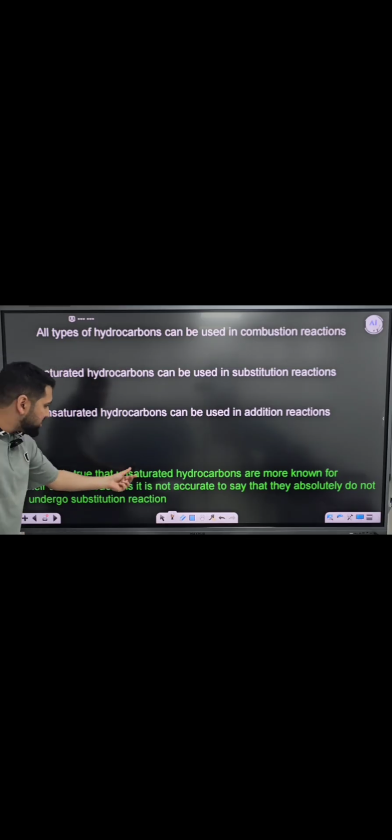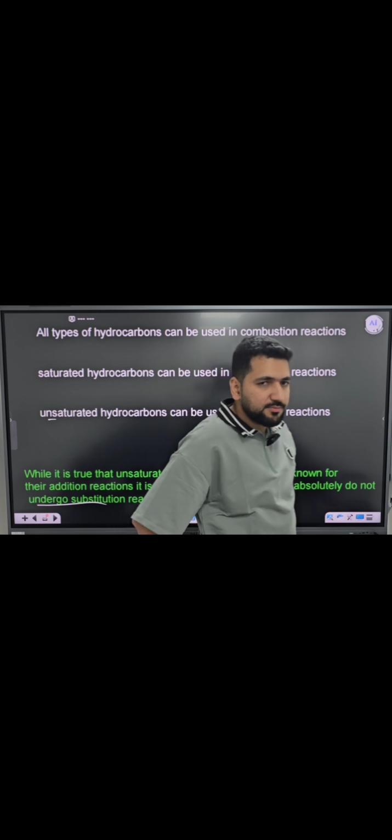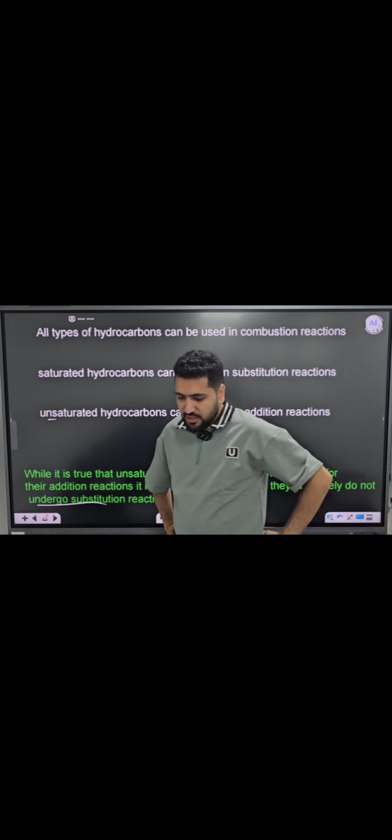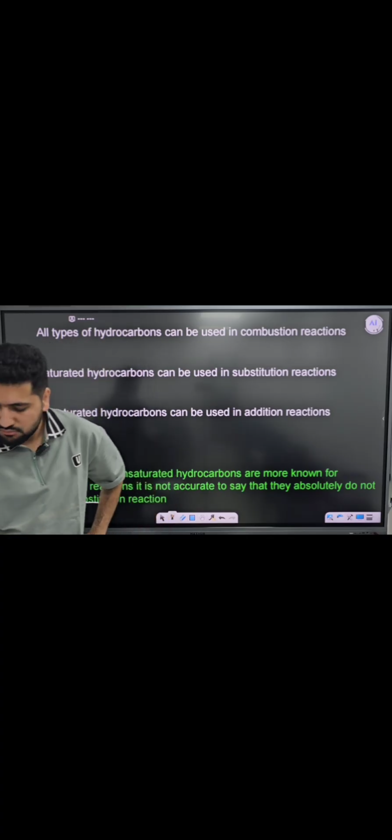Look here, while it's true that unsaturated hydrocarbons are more known for their addition reactions, it's not accurate to say they absolutely do not undergo substitution reaction. They might undergo substitution reaction as well. I hope things are quite clear, guys.